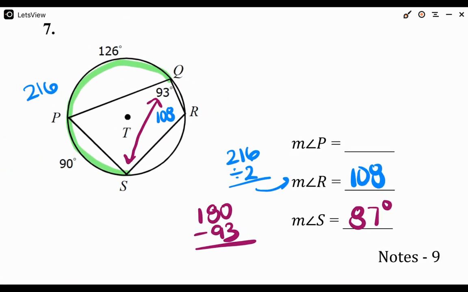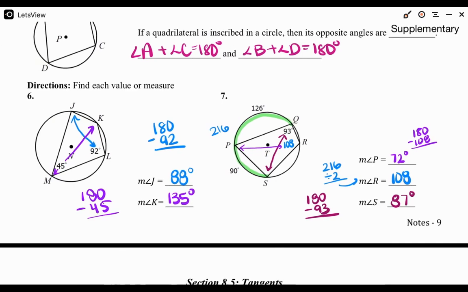And then, last step, we know that P and R are opposite angles. So to find P, we can do 180 minus 108. So 180 minus 108, we get P is 72 degrees. Okay, and that is the end of 8.4 notes.